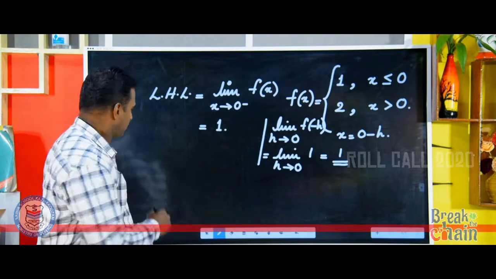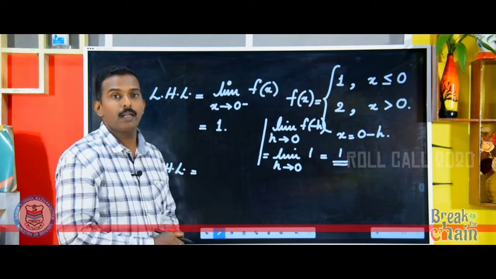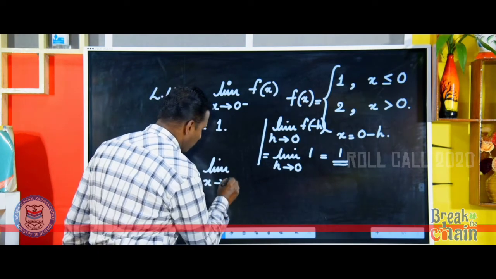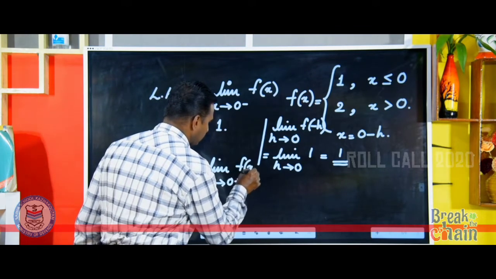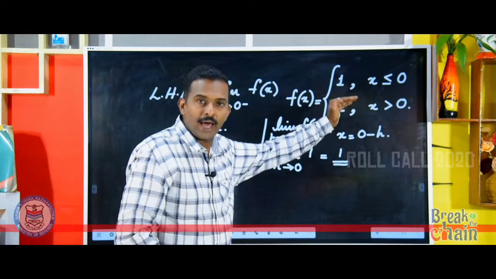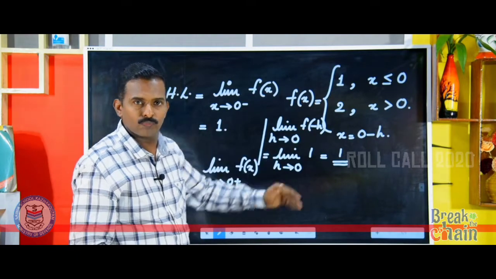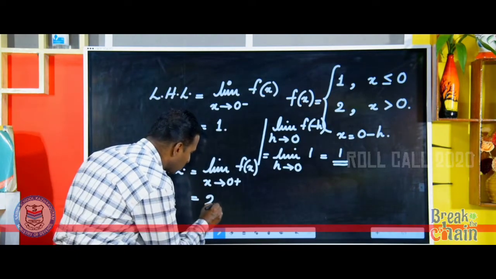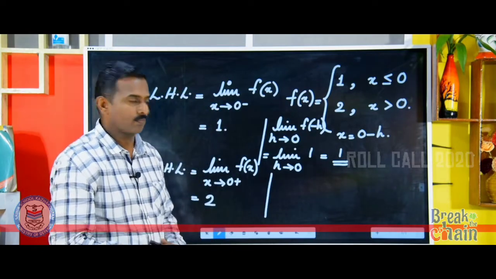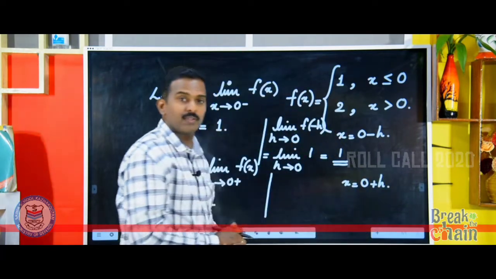We will move to the RHL, the right hand limit. Right hand limit, x tends to 0 plus. Therefore, limit x tends to 0 plus of the function, the RHL at x equal to 0. X tends to 0 plus means all values which are greater than 0. For every value greater than 0, the function takes the value 2. Therefore, this answer will become directly 2. It can be written like that, or you can give the substitution x equal to 0 plus h.